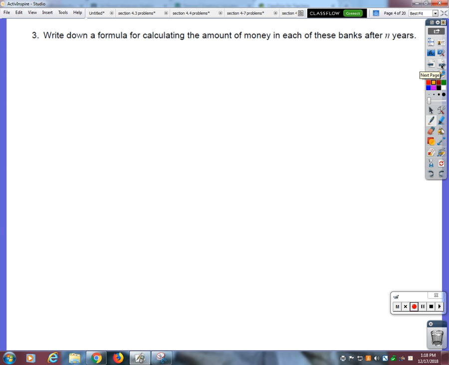All right, write down a formula for calculating the amount of money in each of these banks after n years. So we have simple, and we have compound. Okay, so write down a formula for each one of those. Like Louis said, simple, you're adding each time. So the formula would be the $200 that you started with plus the $20 interest you get each year. 200 plus 20n.